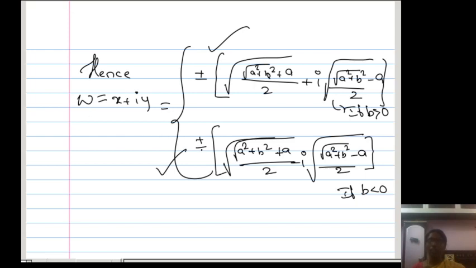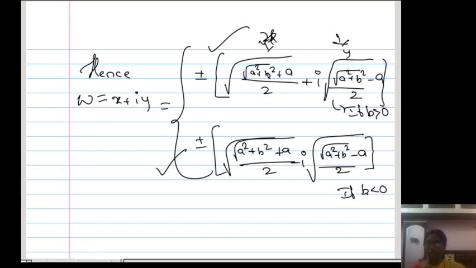We find the w, the given complex number a plus ib. Why? Because just now I told you b greater than 0 means both x and y should have the same sign. Here x is this, y is this. If I take plus, this is positive, this is positive. If you take minus here, this is negative, this is also negative. Both have the same sign. That's why b greater than 0. This is x, this is y.